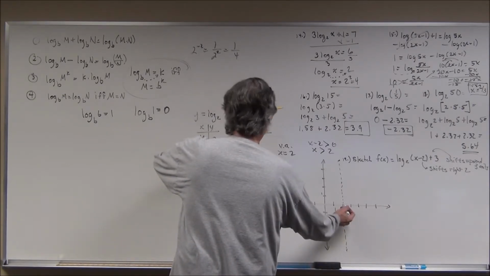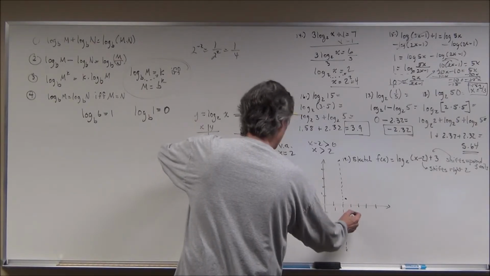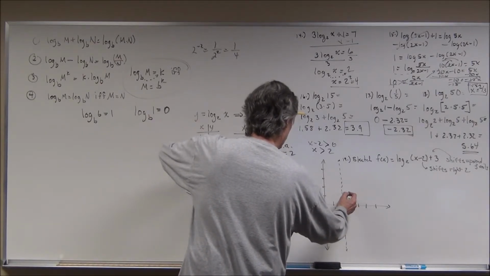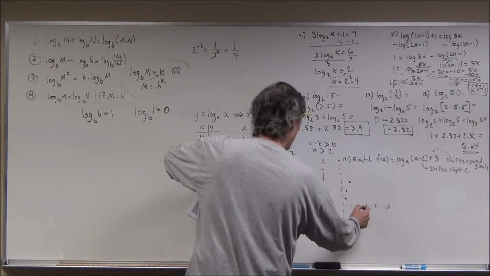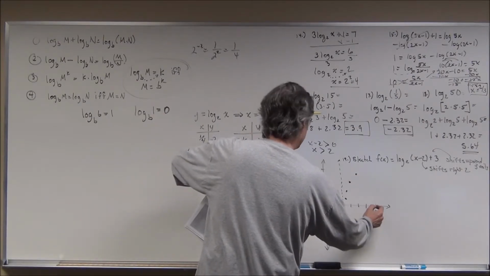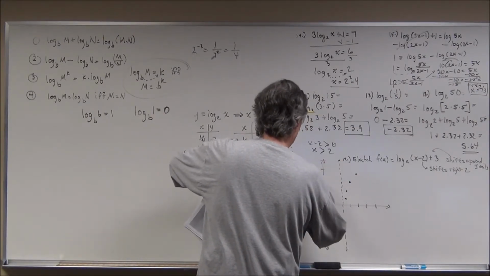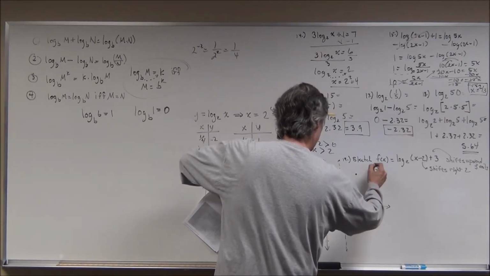So 2 and 1/4, 1. 2 and 1/2, 2. 3, 3. 4, 4. And 6, 5. 1, 2, 3, 4, 5, 6, 5. 2, 3, 4, 5, 6, 5 up here.